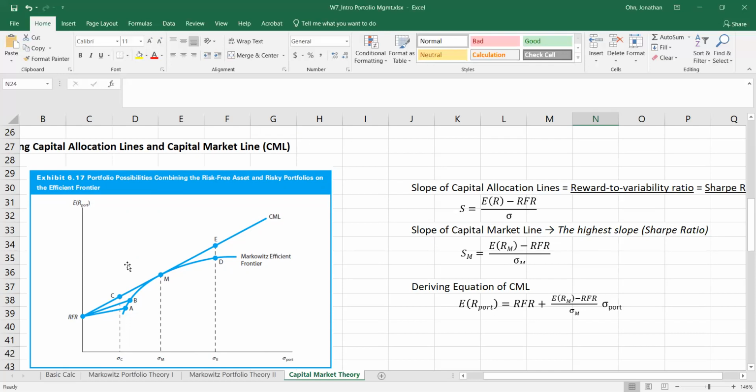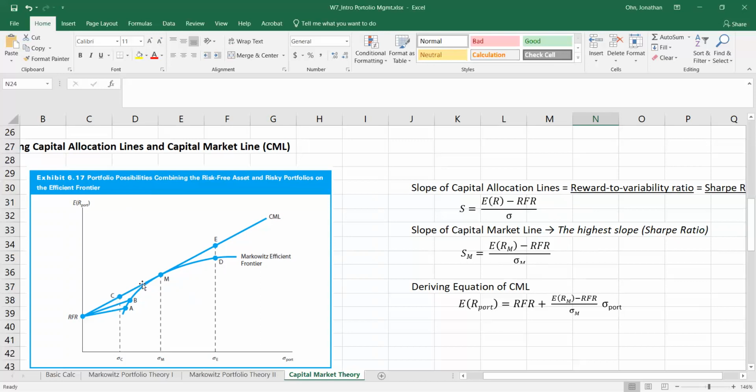If you apply that to the capital market line, the slope of the capital market line is simply the expected return of the market portfolio minus the risk-free rate, divided by the market standard deviation, the market risk. And that is the slope of the capital market line. It is called the Sharpe ratio. So if you continue this way, the slope is increasing, right? Steeper.